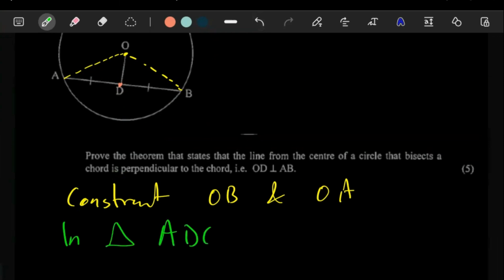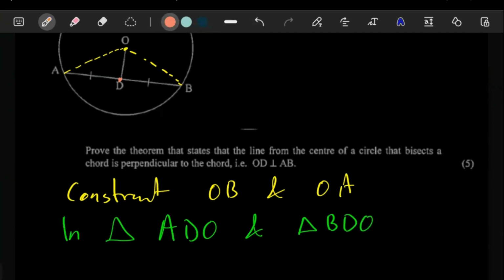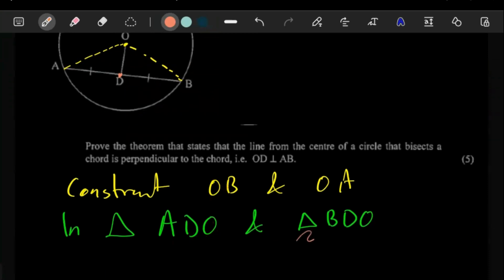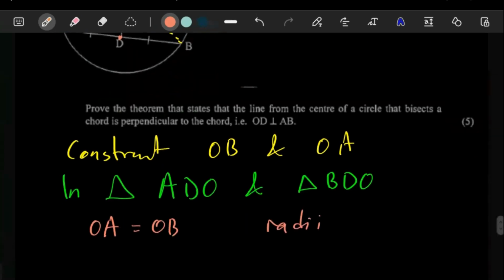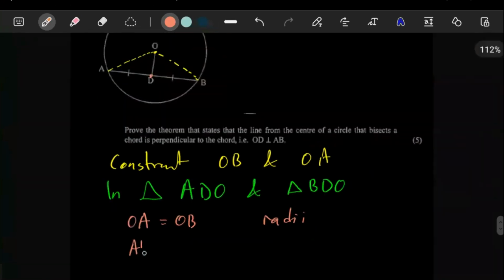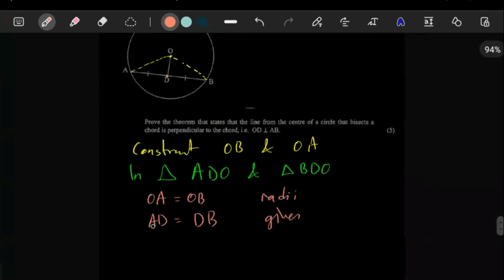ADO and triangle BDO, you have the, with that being said, ADO and BDO. In these two triangles, you're going to say OA is equal to OB, they're both the radius of the circle, and then you're going to say AD is equal to BD, that's given, and then lastly OD is equal to OD, that's a common side.